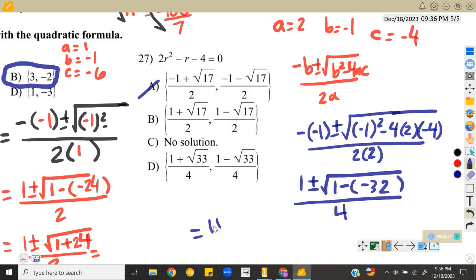To subtract a negative means to add. And so this is really saying that we have to do 1 plus 32 over 4. And we could see that 1 plus 32 gives us 33. And that looks exactly like what we have here, where we will have to add it one time and we'll have to subtract it one time. So you should be able to see that your answer is D, and go move on and work on the rest of your test.